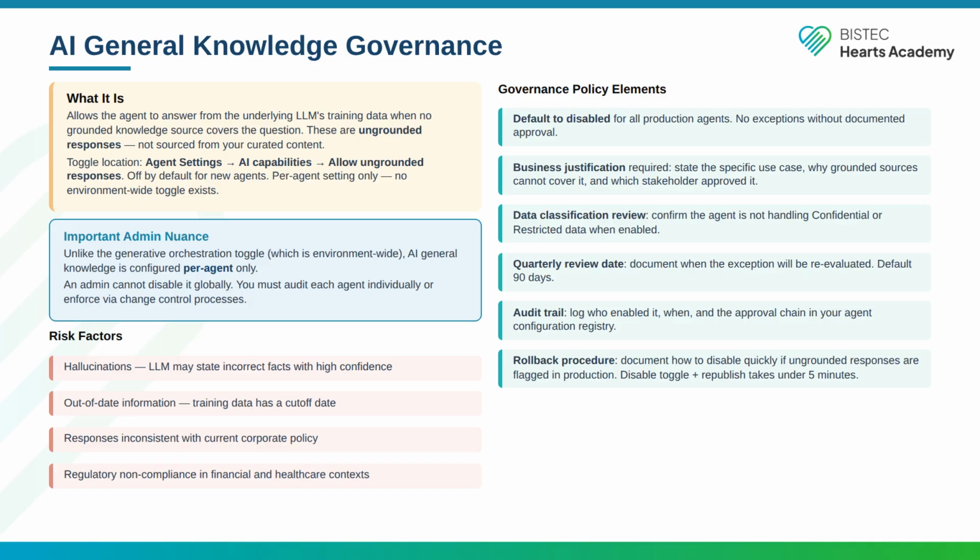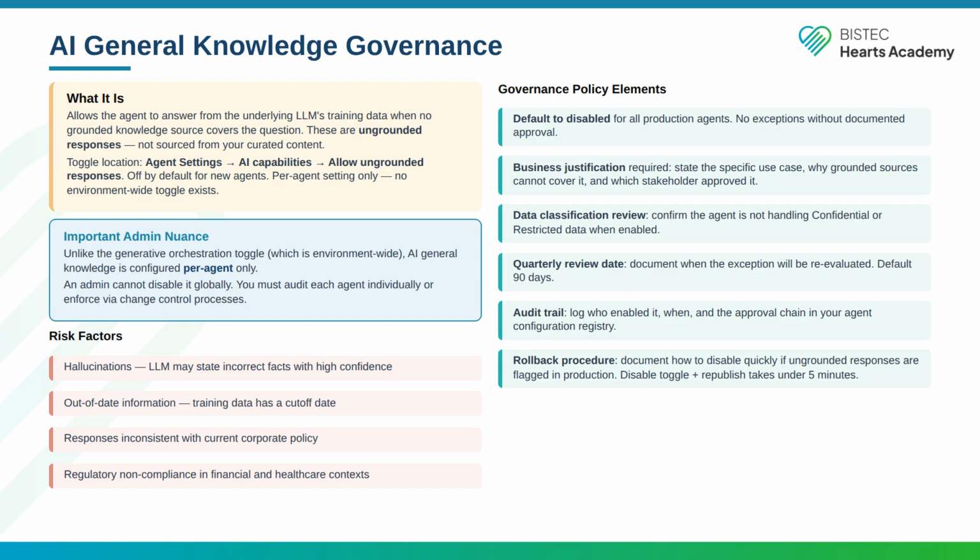Timing, 15 minutes. Facilitation tip. Before this discussion, distribute the governance checklist template from slide 15. As you go through risk factors, ask participants to mark which risks apply to their most sensitive production agent. This makes the Hour 4 governance drafting session more personal and less generic.